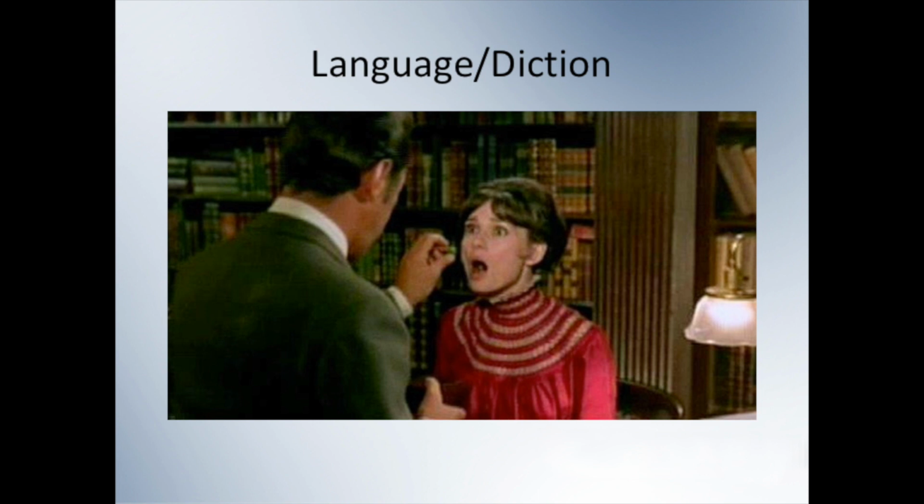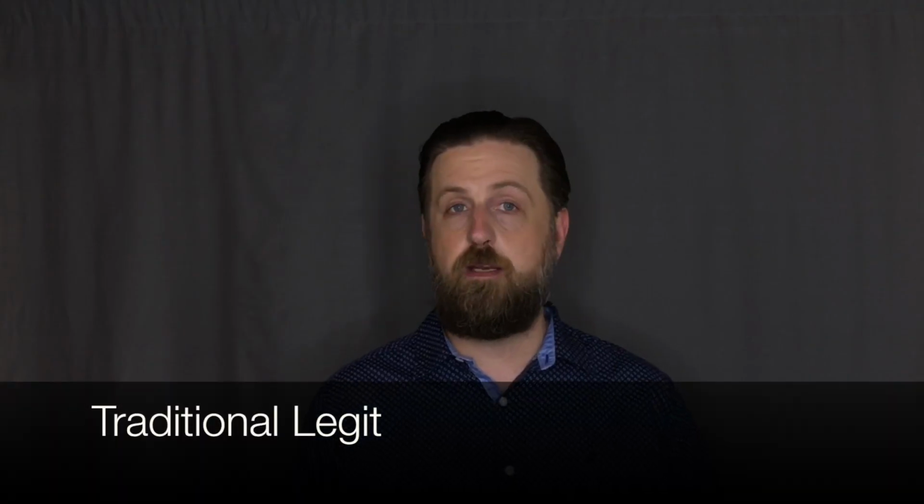Now let's talk about language and diction. In traditional legit songs, we can expect a level of formality in the diction. Many of the female characters would have been sent to finishing school somewhere along the way, where they have learned how to stand tall and how to speak like a lady according to the standards of their time.